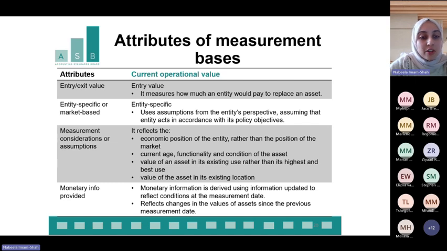Current operational value, or COV, reflects the current age, functionality, and condition of the asset. So when we speak about current age, functionality, and condition of the asset, we are saying that COV is the amount an entity would pay for the remaining service potential of the asset. The remaining service potential takes into account the current age, the functionality, and the condition of the asset. The following factors are considered.